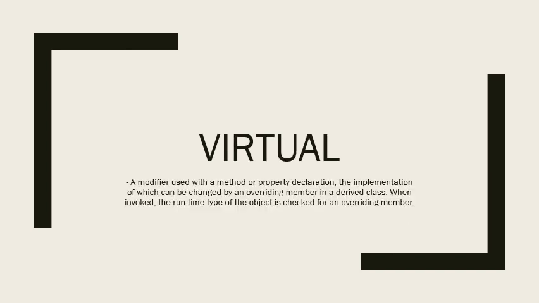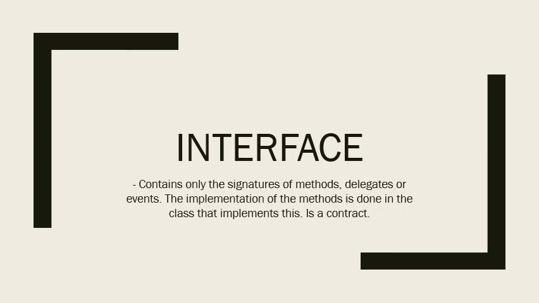Virtual, a modifier used with a method or property declaration, the implementation of which can be changed by an overriding member in a derived class. When invoked, the runtime type of the object is checked for an overriding member. Interface contains only the signatures of methods, delegates, or events. The implementation of the methods is done in the class that implements the interface. Is a contract.